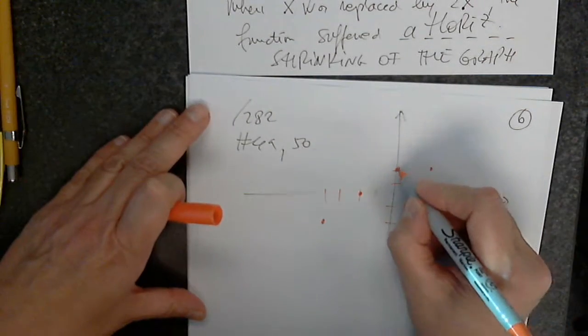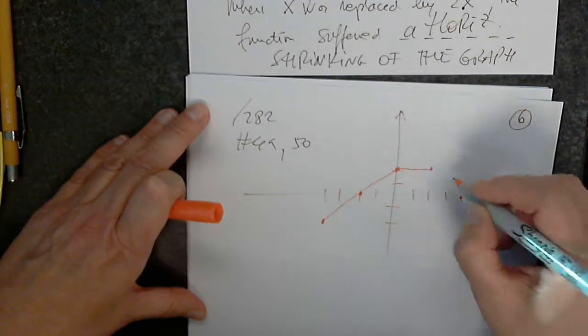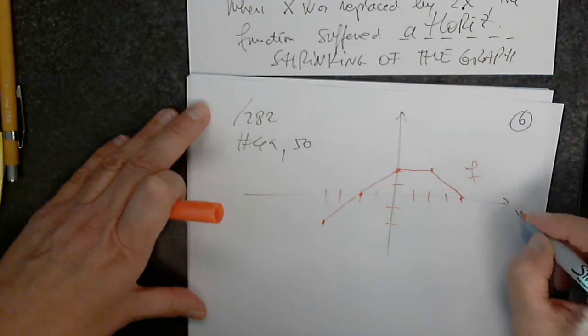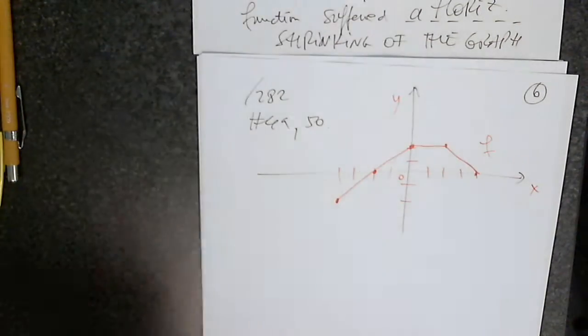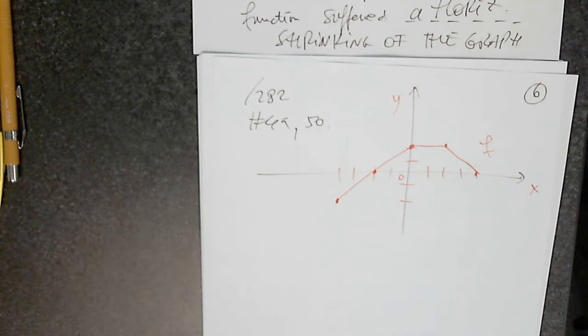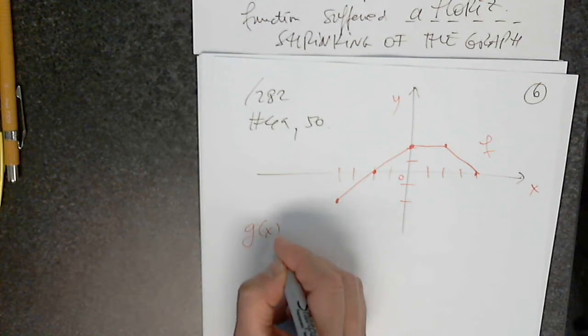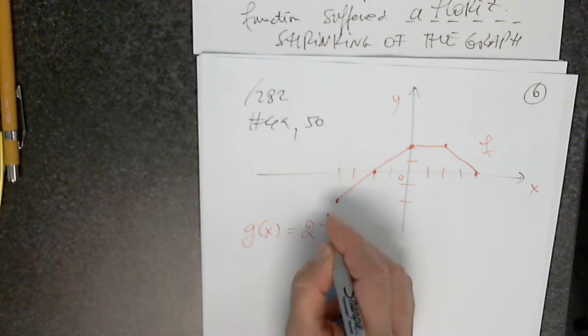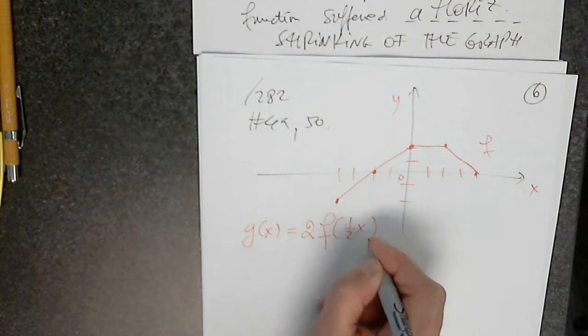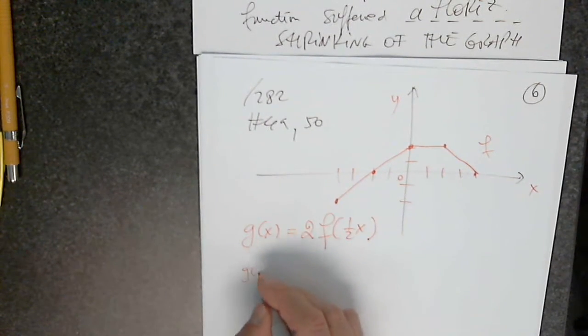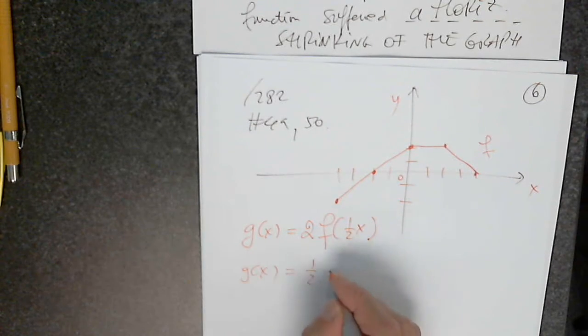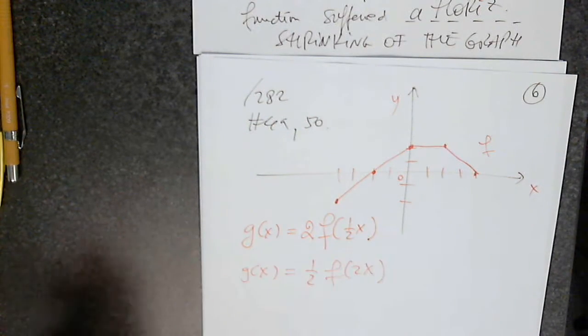Okay, here's the graph. They're asking us to graph two things. A function called g, which is 2 f of 1/2 x, and another function g that is 1/2 f of 2x.